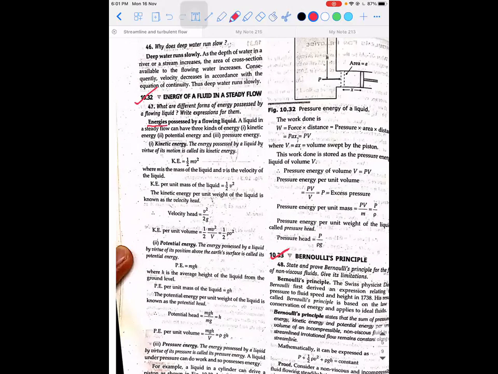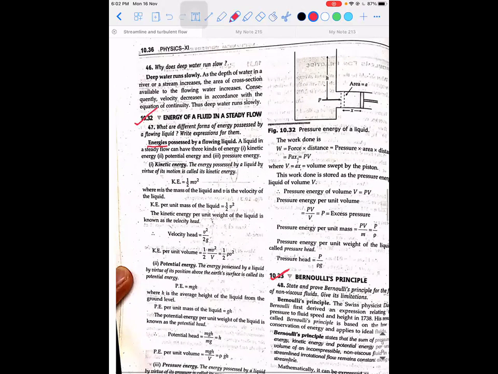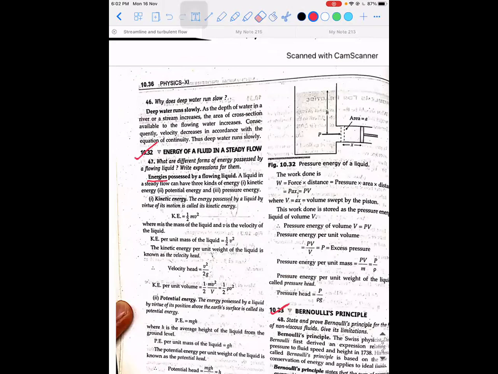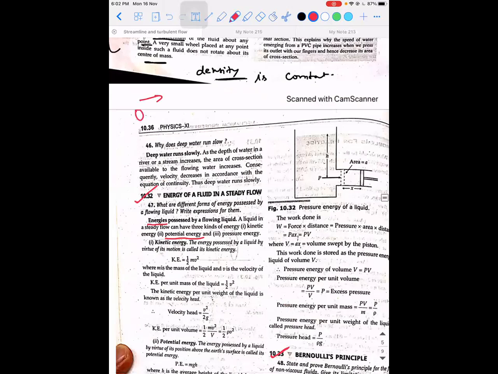So when a liquid is in motion, what are all the types of energies we know? When something is in motion, what should it have? Obviously, kinetic energy, right? Second, if the liquid is at a certain height with respect to the ground, then it will have potential energy, right? And we know that the liquid is flowing from left to right because of difference in what? Pressure.